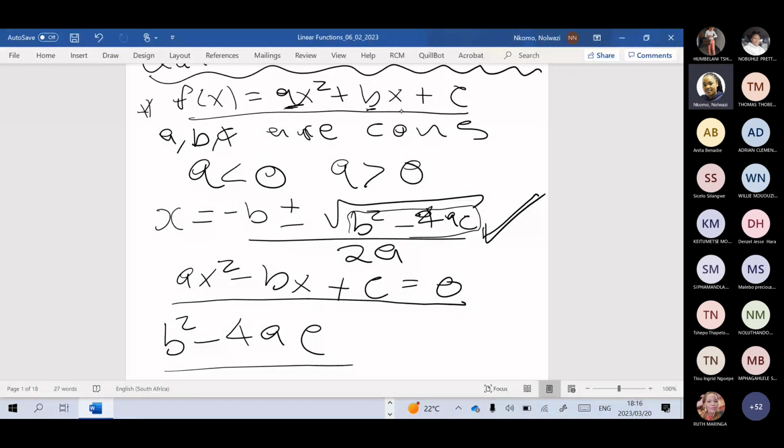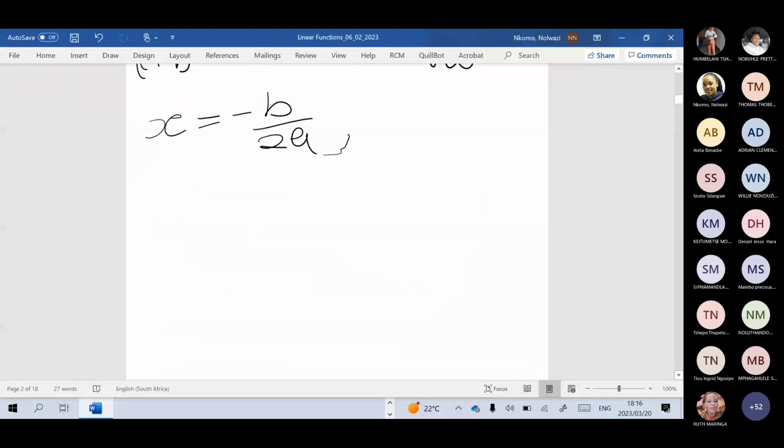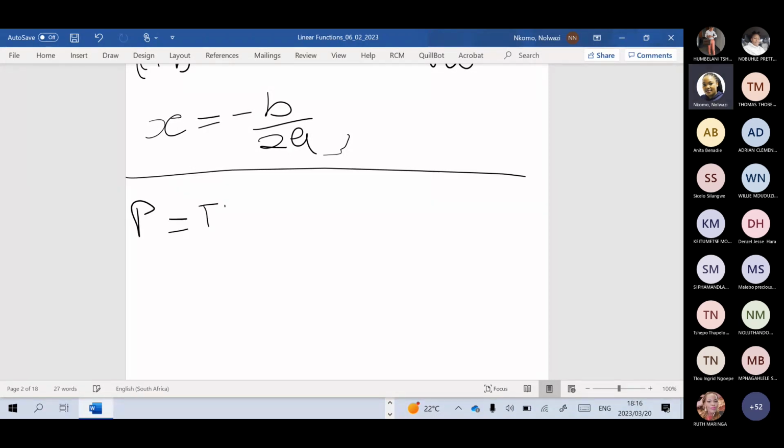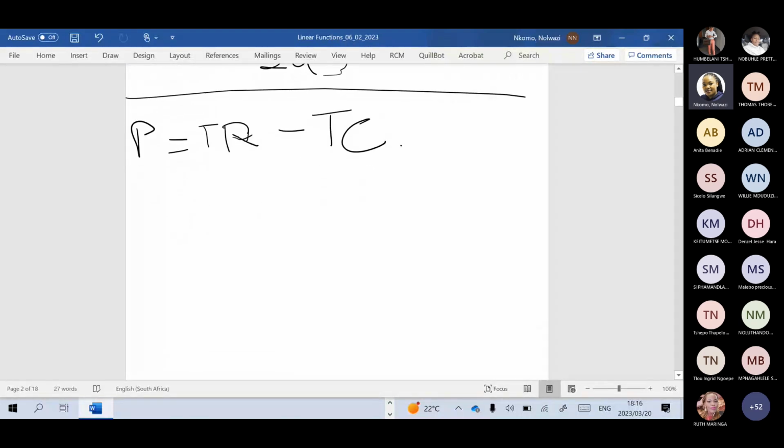Okay. Remember, the aim of this module is to learn how to maximize the profit. And we know that the profit is P equals total revenue minus the total cost. That's what we've been doing in this module. So we said the aim is to maximize the profits, right? This is equivalent to maximizing the total revenue or minimizing the total cost.